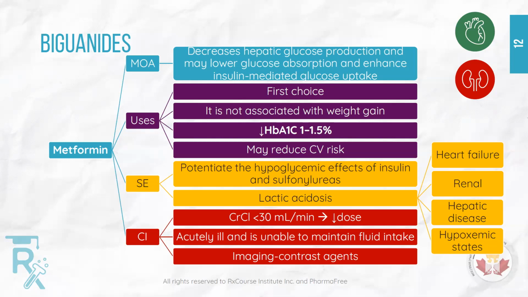It potentiates the hypoglycemic effect of insulin and sulfonylurea. We know that the most common side effect associated with insulin and sulfonylureas is hypoglycemia. So metformin, if taken with any of these, will potentiate this hypoglycemic effect. Metformin might cause lactic acidosis, and this is one of the things that might force the physician to stop metformin and give the patient something else. Other side effects not mentioned here are metallic taste and also anorexia.